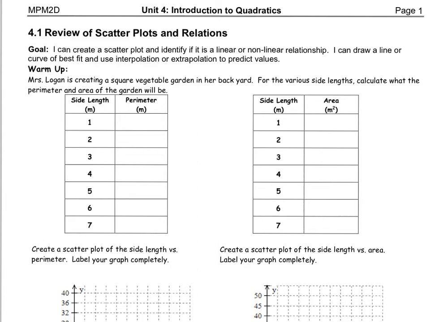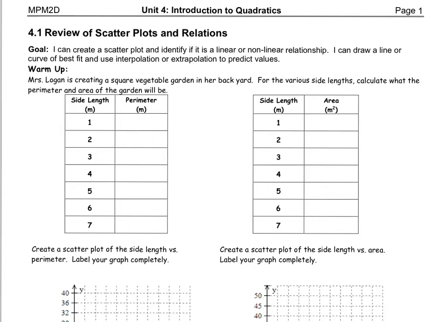Our goal for this lesson is to create some scatter plots and be able to identify if it's a linear or non-linear relationship. Our grade 9 course focused on straight lines, no curves, no bends, no twists, absolutely straight like a ruler, and those are linear relationships. Any ones that do have bends or twists or some abnormalities happening to them are non-linear relationships.